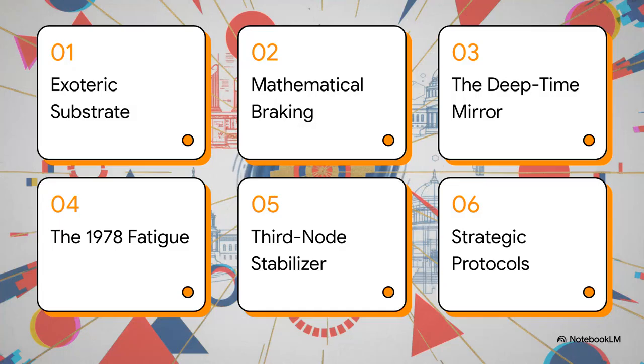So, here's our roadmap for decoding the system today. We'll start with the exoteric substrate, then move into the mathematical breaking field, followed by the deep time mirror. After that, we'll look at the 1978 fatigue, the third node stabilizer, and finally, we'll wrap up with some strategic protocols. All right, let's jump right in.